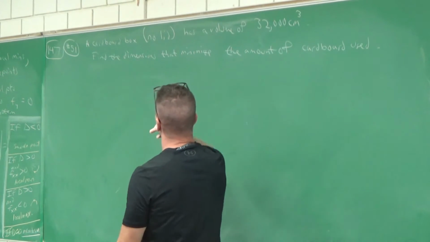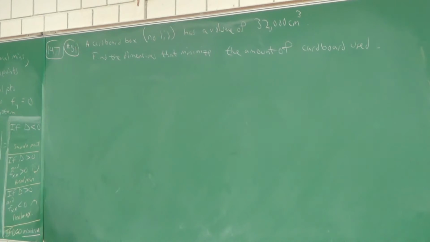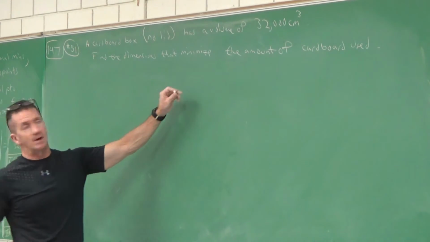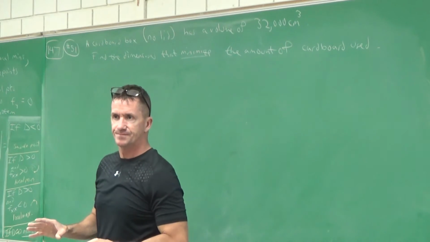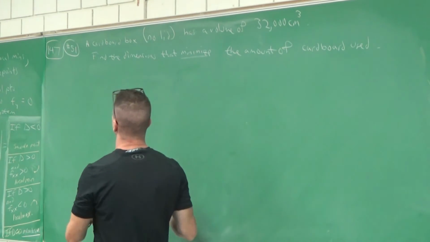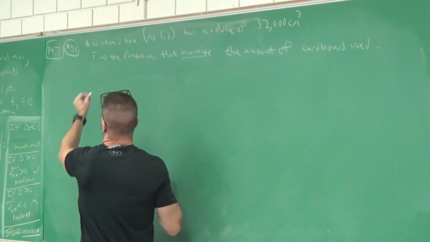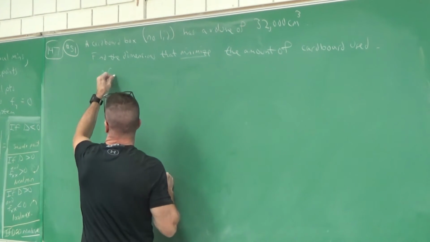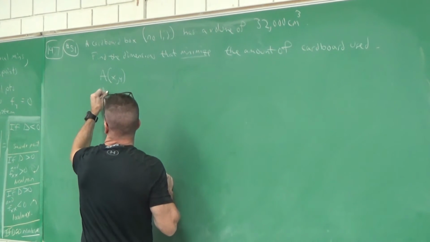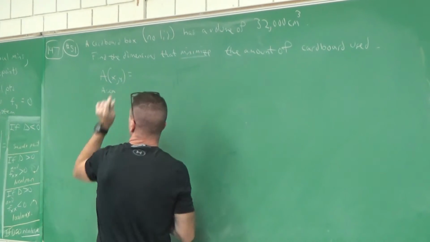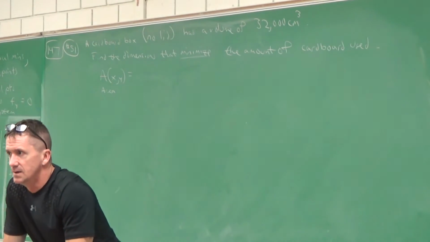has a volume of this. So the key is that when we're approaching this problem, we have to figure out what function we're trying to maximize or minimize. In this case, we're trying to minimize, right? What are we trying to minimize? That's the function we have to set up. Surface area. So we can call it A of X and Y. You can call it F of X and Y, but I'll call it area of X and Y.